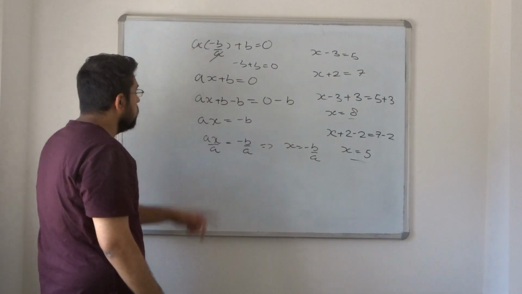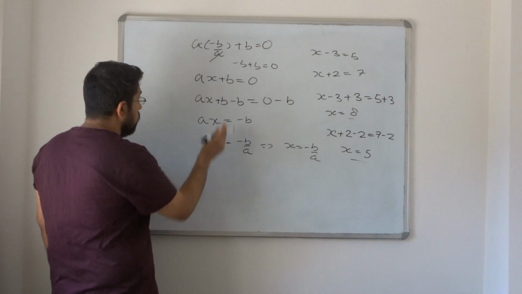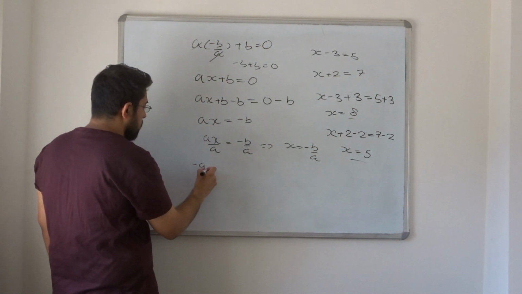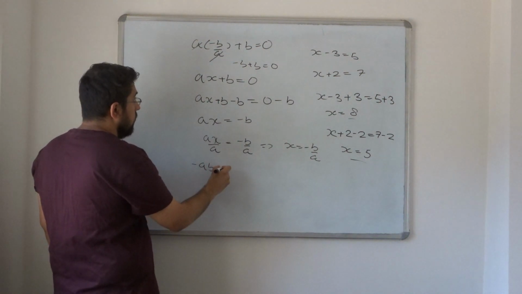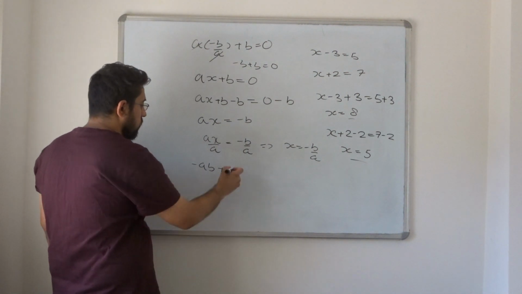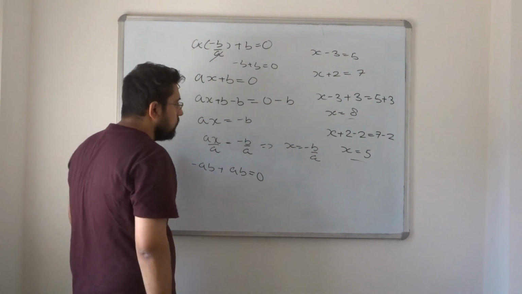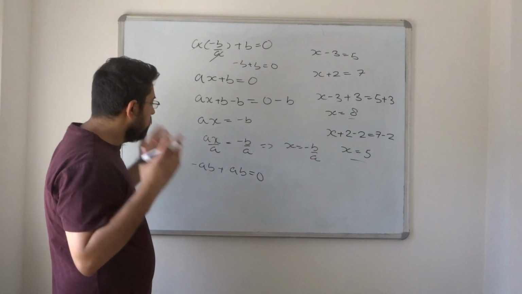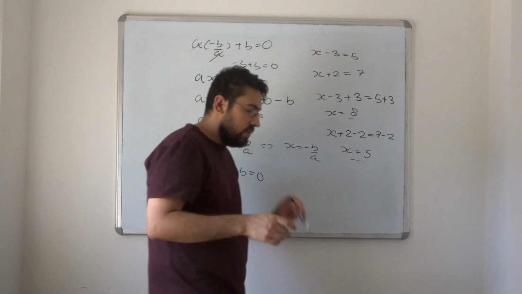Now there's another way to do it. The other way, guys, is that you don't cancel out both the a's. You take the LCM. So a divided by a is 1, so you get negative ab. And then a divided by 1 is a, so you get plus ab equals 0. So these are two ways. You can decide which way you want to use. Whichever way makes you happy, do it. The answer will be correct.